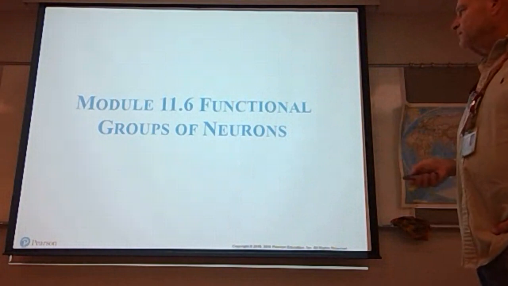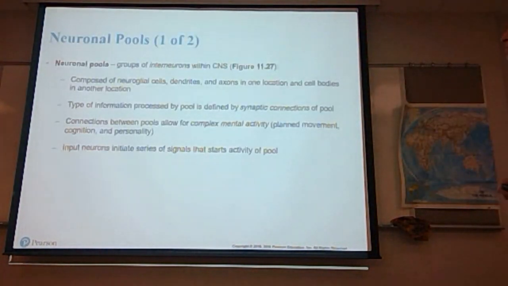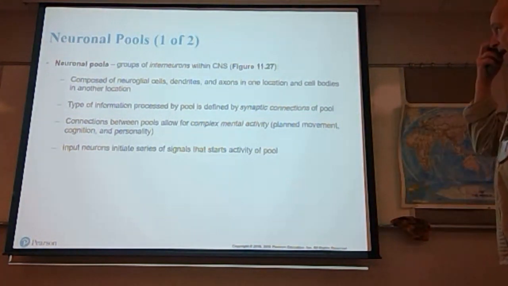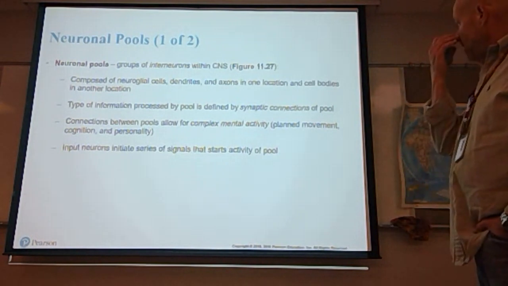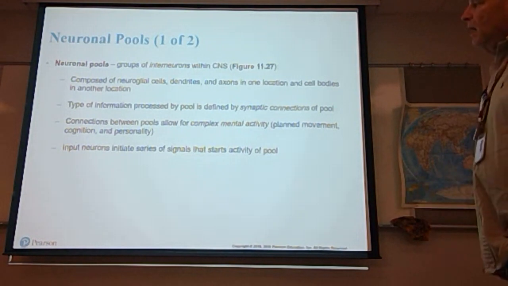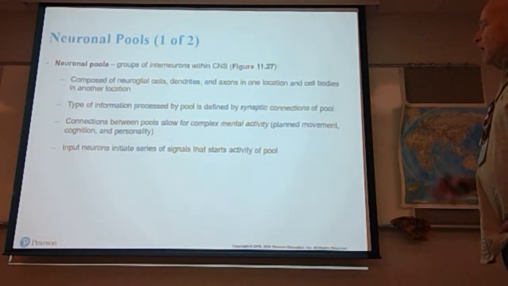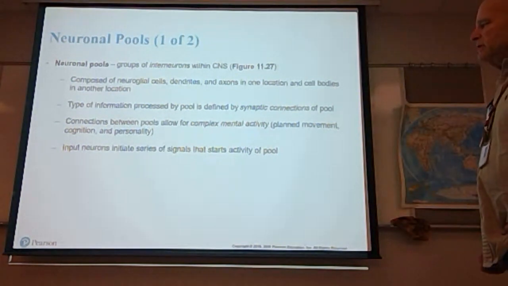So, functional groups of neurons. Neuronal pools are groups of interneurons within the central nervous system. They are composed of neuroglial cells, dendrites, and axons in one location, and cell bodies in another location. The type of information processed by a pool is defined by the synaptic connections in that pool. Connections between pools allow for complex mental activity, planned movement, coordination, and personality.